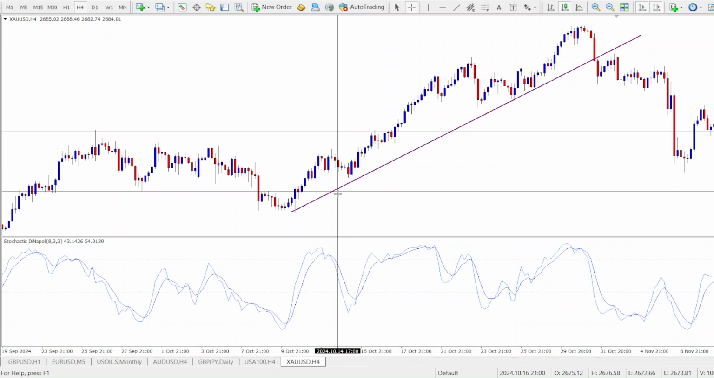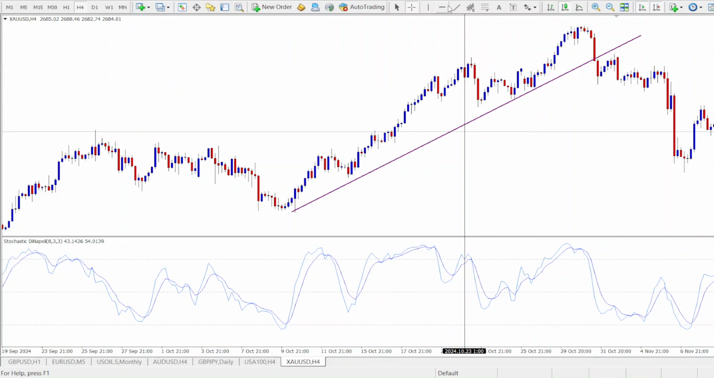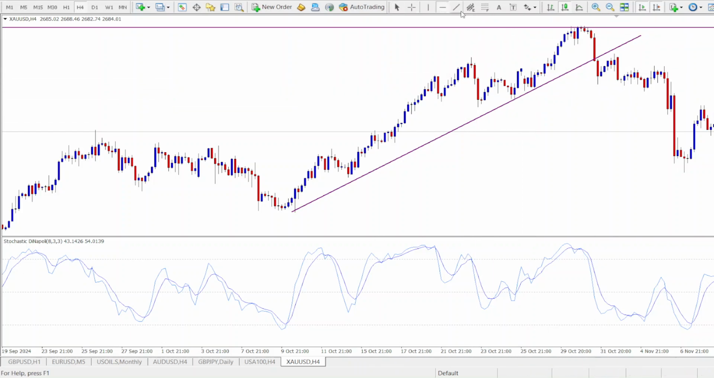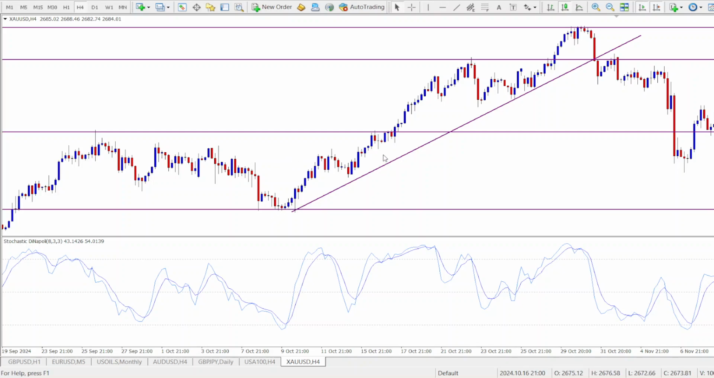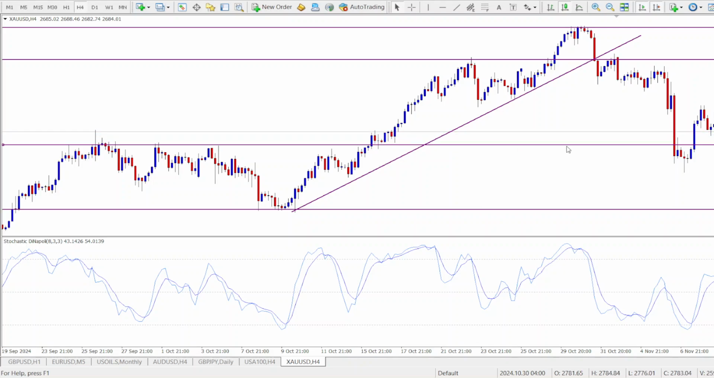and enter a buy. Make sure you use trend lines, and make sure you use support and resistance levels just to add to your confirmation, because no single indicator is foolproof. There is no indicator that guarantees profit, so this indicator is not an exception. It's important that you confirm the signals given to you by this indicator. You can use other indicators as well. You can actually use moving averages or even the standard stochastic oscillator or any other indicator of your choice to confirm the signals given to you by this stochastic Dinapoli.